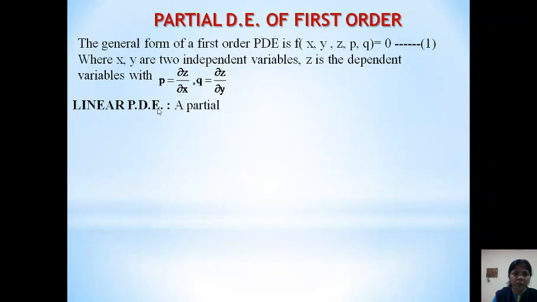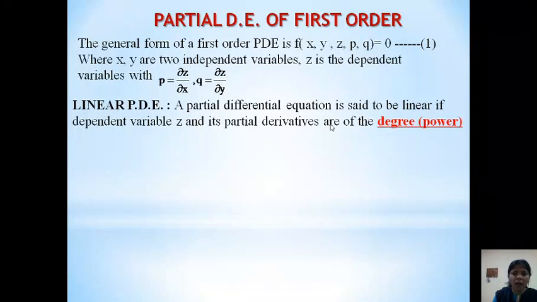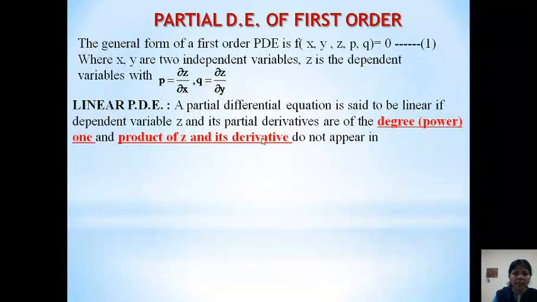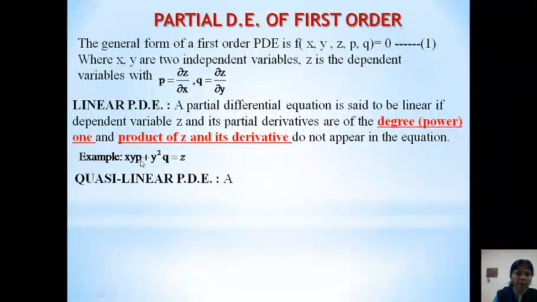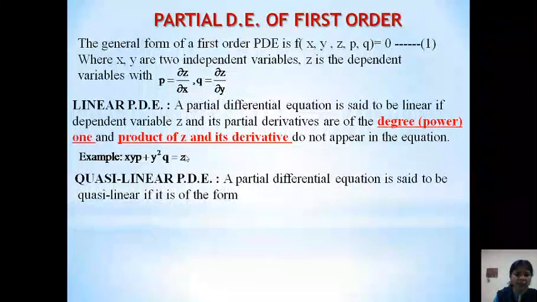Now what is meant by linear partial differential equation? Just like ordinary differential equation, a partial differential equation is said to be linear if the dependent variable and its partial derivatives are of degree 1 and no product of z and its derivative occurs together in the equation. It's called a linear differential equation. Now here we will have a few more definitions. You can see this example. The order of derivative is 1, p and q, degree 1, and no product of p and q with z occurs over here, as well as the degree of z is also 1.